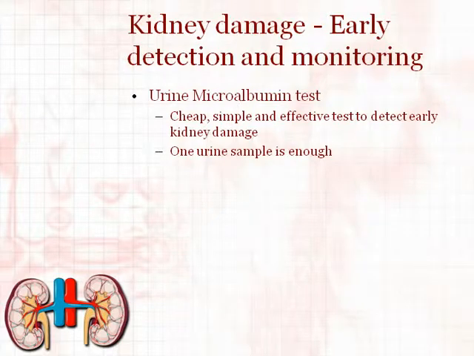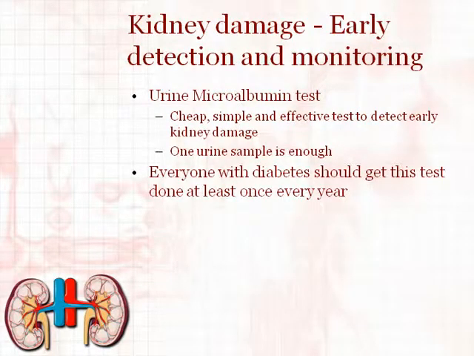Basically, this is a very cheap, simple and effective test for detecting early kidney damage, and you will not have to collect urine for a 24-hour period. One urine sample is enough. And everyone with diabetes should get this test done at least once a year. This is extremely important to know and remember.